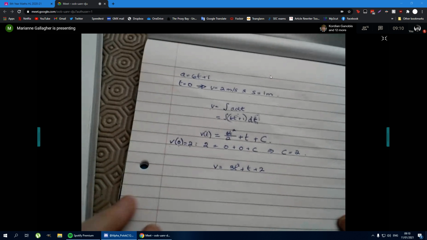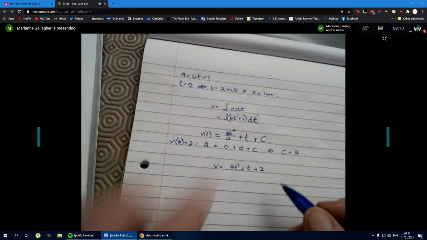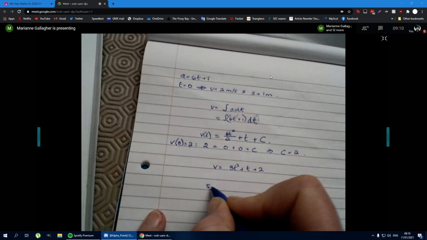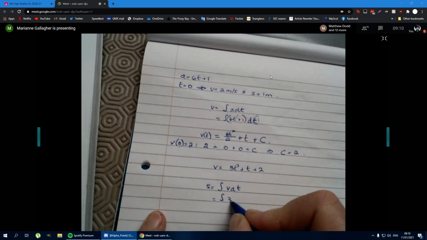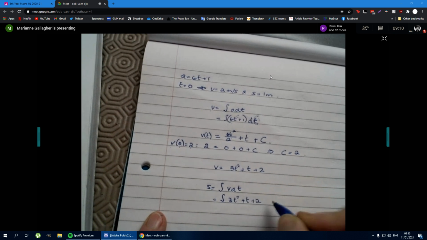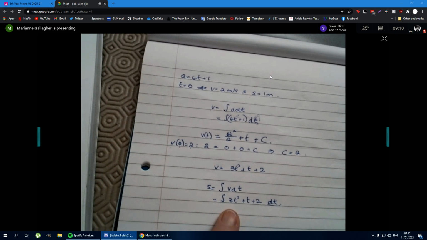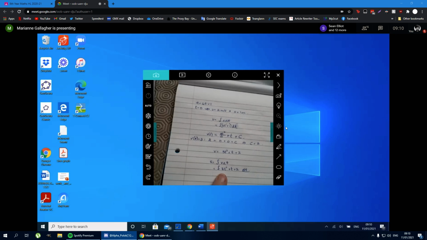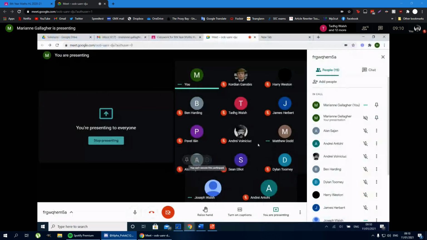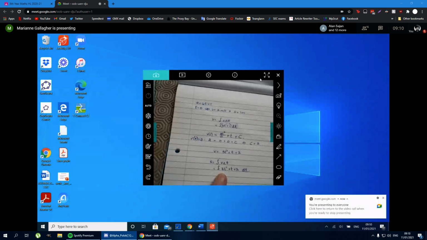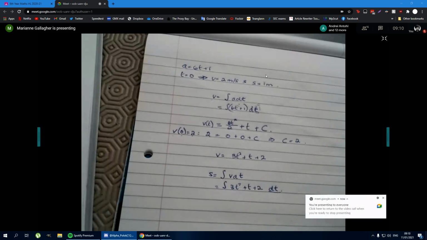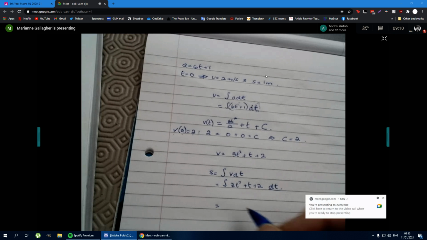And now I can go ahead and work out s, because s is the integral of v dt. So I write down my new formula. Okay, and that's the integral of 3t squared plus t plus 2. And don't forget your dt. Okay, this tells you what letter you're integrating with respect to. So, what else have we got? Harry, can you integrate that for me? The 3t squared plus t plus 2.